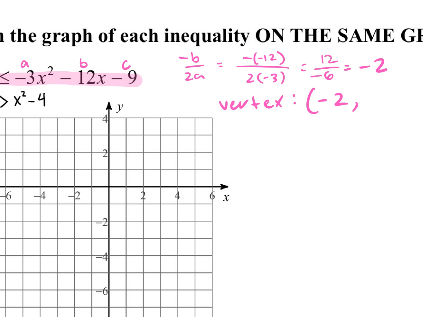Andrew, how do I find the second number in the vertex? Plug in negative 2. Perfect. So I'm going to plug it into the x's. So I have negative 3 times negative 2 squared minus 12 times negative 2 minus 9.